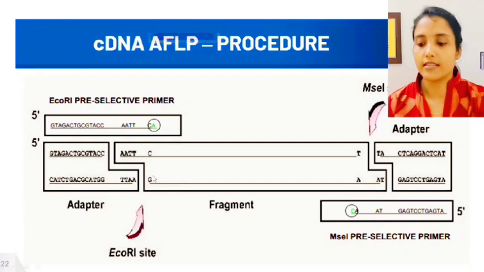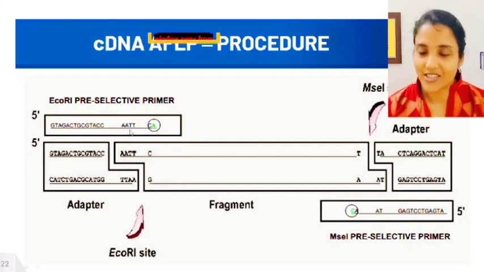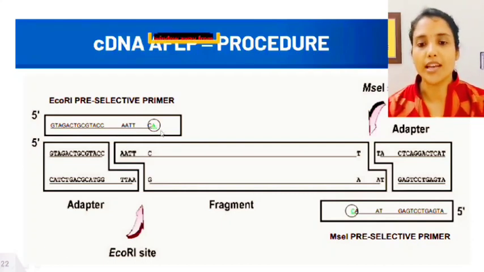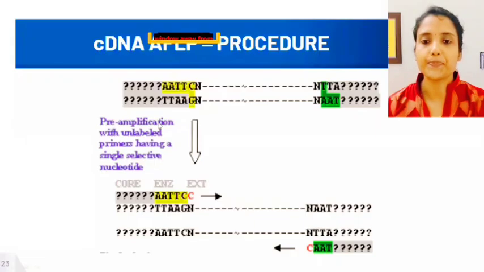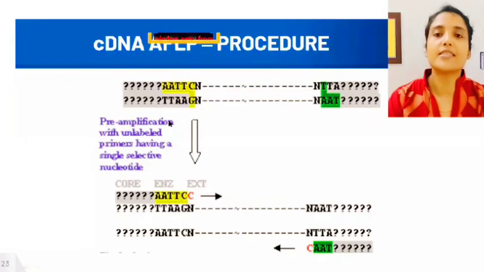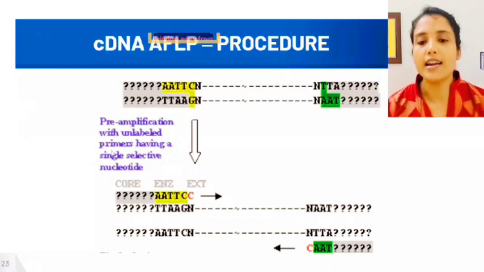So this is another diagram that shows, see the last one, there will be one extra nucleotide apart from your proprietary core and your restriction enzyme site, and a nucleotide over here, an extra one, okay? So that is your pre-selective primer. Now what is the use of this, we will see. So what happens in this pre-selective amplification? Pre-amplification with unlabeled primers having a single selective nucleotide.